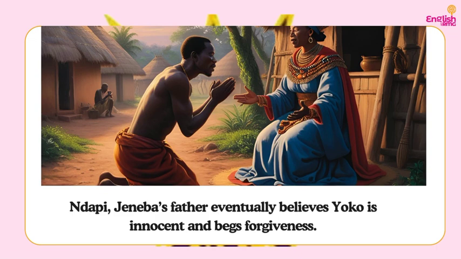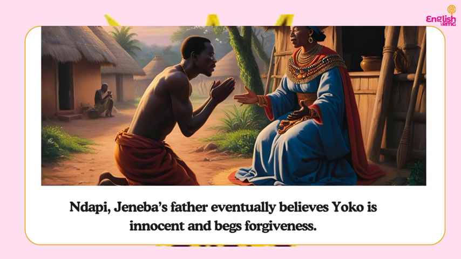So Ndapi, Jennifer's father, eventually believes that Yoko is innocent and begs for forgiveness. However, the deed has been done. The rumors have been spread and they have spread wide. Negative information goes faster than a positive one. So it does not seem like Yoko's name is going to get cleared anytime soon. So begging for forgiveness is not really going to have much effect at this point.